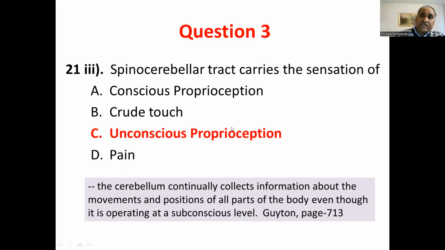So there are two spinocerebellar tracts: the ventral spinocerebellar tract and the dorsal spinocerebellar tract. Some are taking up the muscle spindle activity, others the Golgi receptor activity. Anyway, the cerebellum continually collects information about the movements and positions of all parts of the body, even though it's operating at a subconscious level. So this is Guyton, page 713. Unconscious proprioception is the correct response.